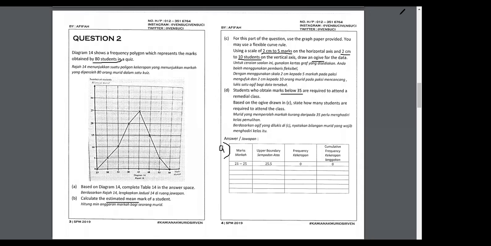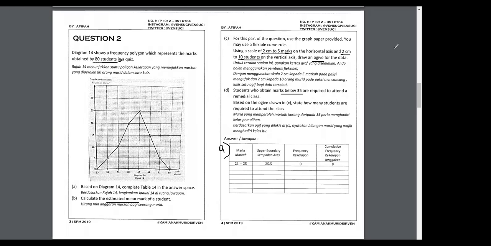If you didn't get 56 to 60, at least you get until 51 to 55. The upper boundary is the same. You see, the difference between them is 5. If you don't know the difference, you find it from the frequency polygon: the first one and the second one, 23 and 28. So you find the difference between them, which is 5. So just add 5 for all the upper boundaries. Usually they follow what the frequency polygon has.